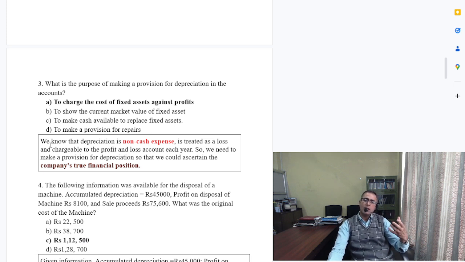So you can say that we know that depreciation is a non-cash expense and is treated as a loss and chargeable to the profit and loss account each year. So we need to make a provision for depreciation so that we could ascertain, find the company's true financial position. We have to exclude the non-cash expenses to find the true financial position. That is the basic explanation of question number 3.